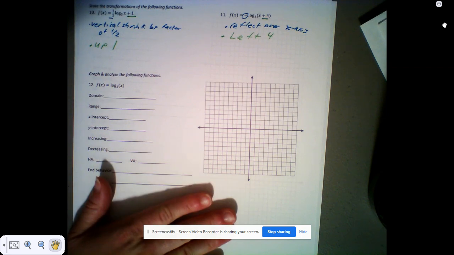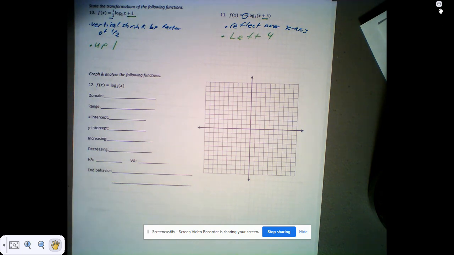So I know we went left 4. For the graphs, we're going to have a lot of fractions and decimals, so definitely it's not something you're going to necessarily do by hand. We're going to use Desmos to help us graph it.